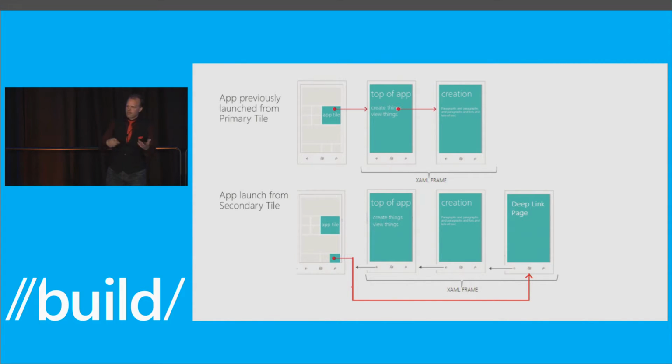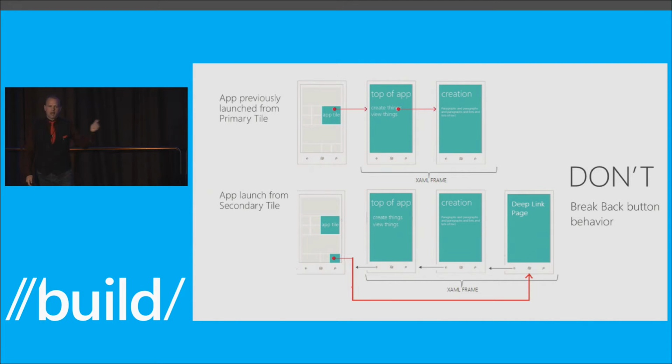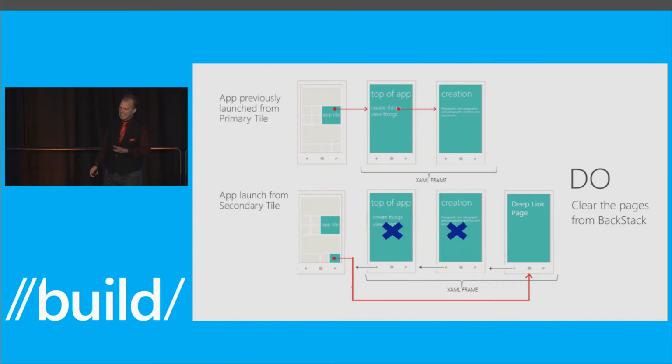What happens normally, if you don't think about this, is you continue on that frame and add a new navigation to a new page. Well, that will break the back button behavior that we just talked about, right? Because what will happen in this case is that you will start navigating through whatever the user was doing before they launched the secondary tile. So clear the backstack. Make sure that if you're launched with different launch arguments than what you had in the first instance, the user doesn't end up somewhere they don't expect to be when they press the back button.